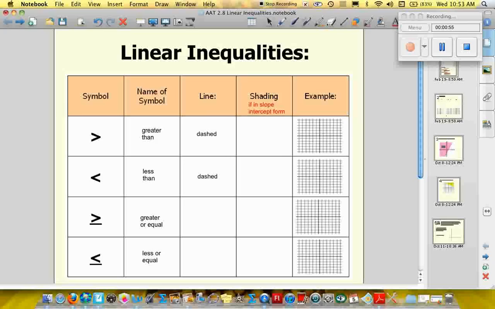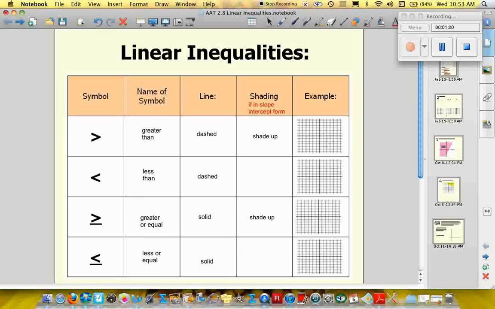Okay. Now shading, we can always use a test point, and I'll go over that in a minute, but shading, if we're solved for y, if I have slope-intercept form, we can really think about shading either up or shading down. So if I'm a greater than, or greater or equal to, I can think of shade up. If I have a less than, or less than or equal to, I can think of shade down. So I can make some examples really quick.